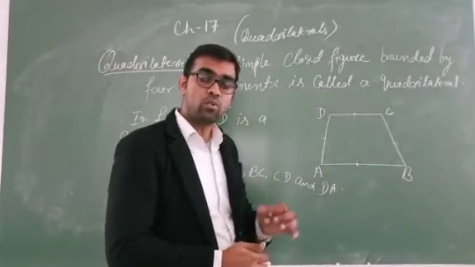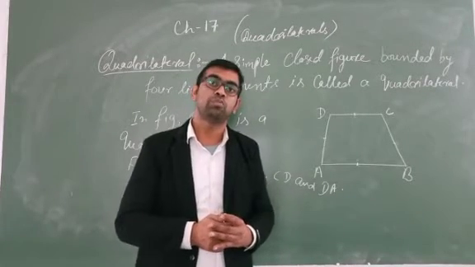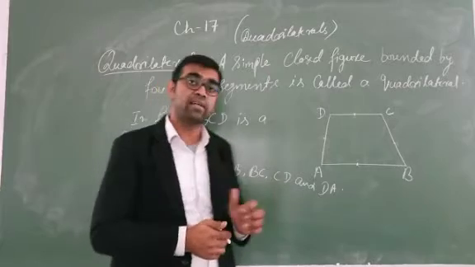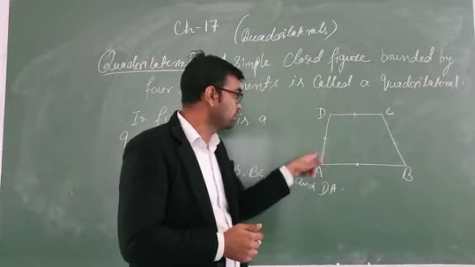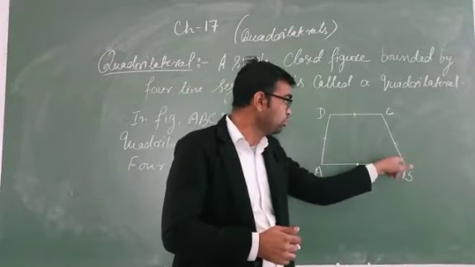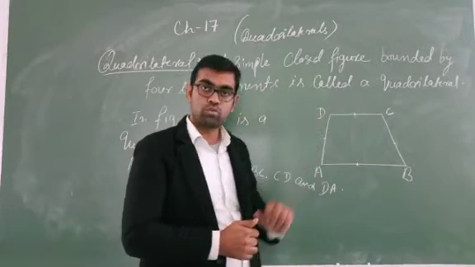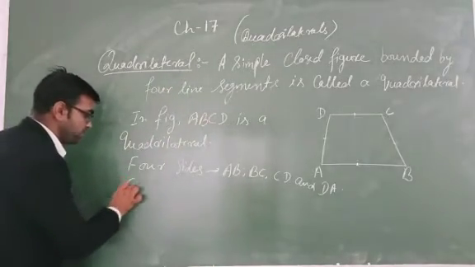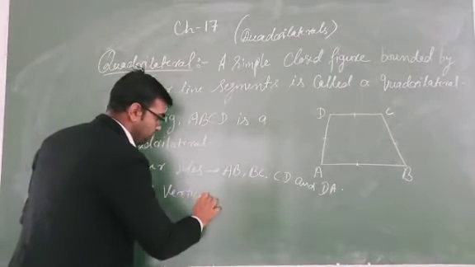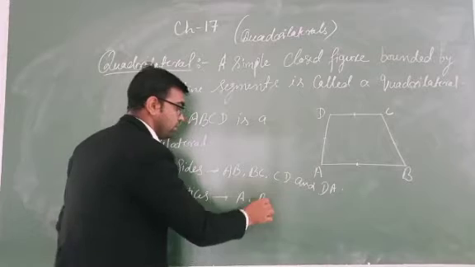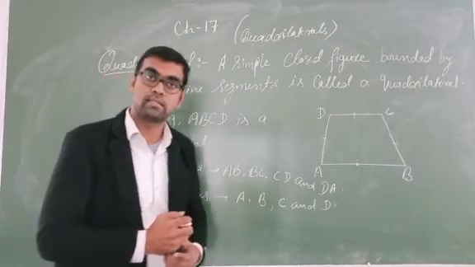Now, vertices. What is a vertex? A point at which two line segments meet together is said to be a vertex. So here at point A, two line segments meet together. At B also two line segments meet together, at C also, and at D also. So here there are four vertices: A, B, C and D.